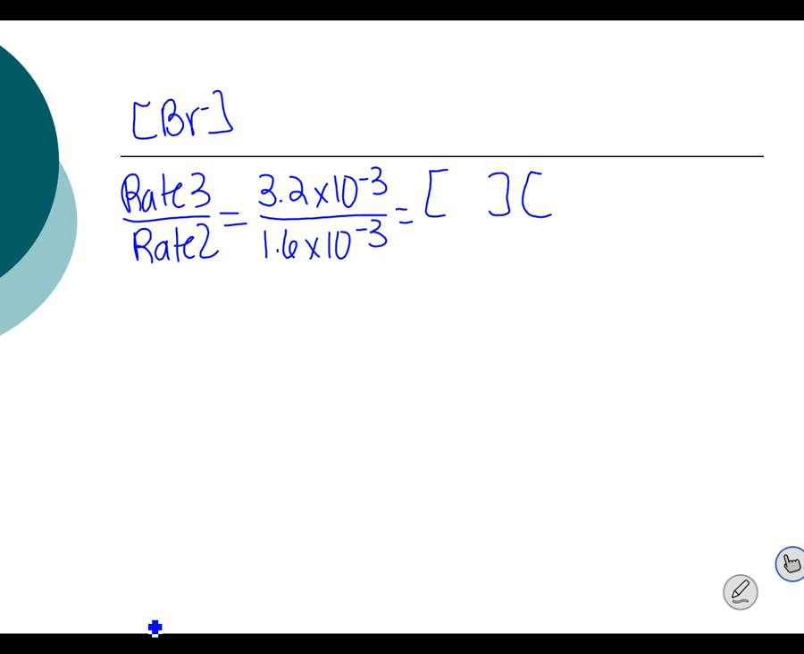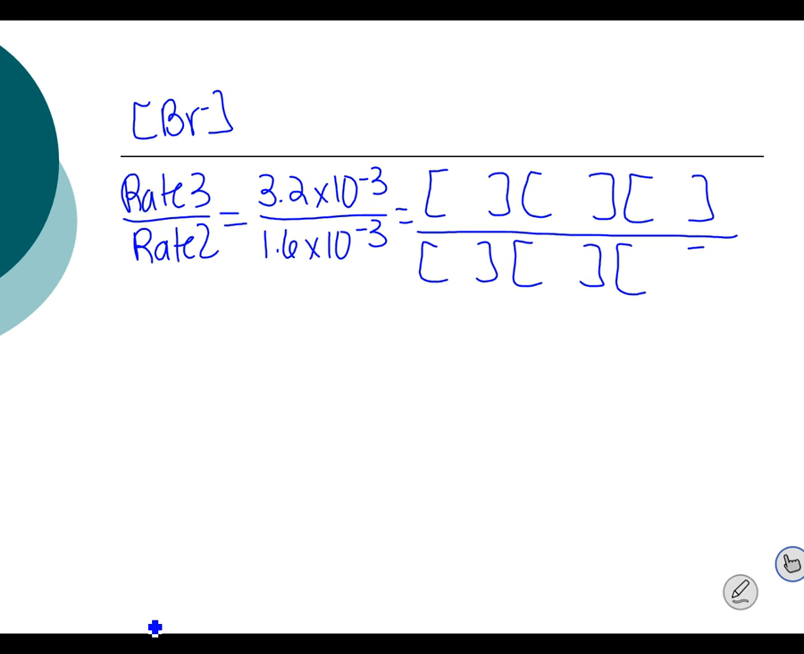Get ready to fill in all of our information. For bromate, it was 0.2 on both experiments. If you wanted to, we already know its order, so we could plug it in up there. Bromide was 0.2 in experiment 3 and 0.1 in experiment 2. And our hydrogen was 0.1 in both cases. So just like before, we're going to cross out those things that are constant. Get rid of those. And do our division.